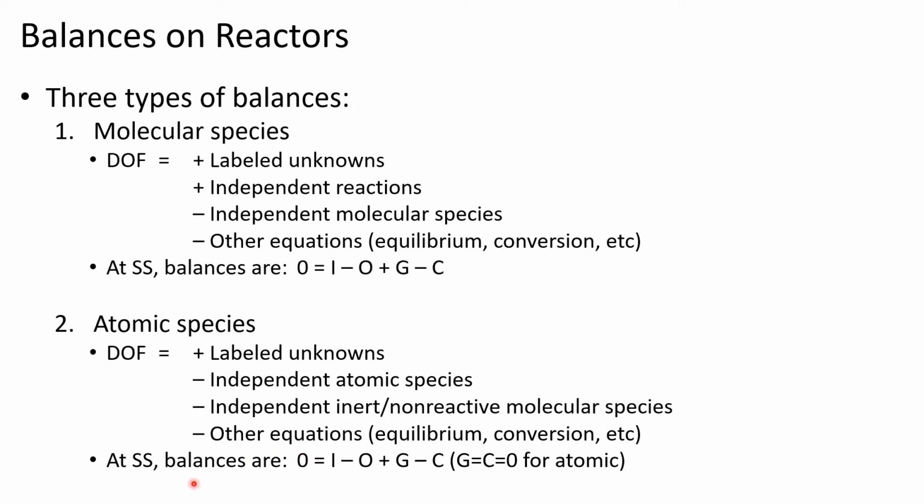And at steady state, our balances are going to be of the form that 0 is equal to N in minus out plus generation minus consumption. And we have to realize that if we're talking about atomic species balances, the generation and consumption of an atom is 0. We're not converting a carbon atom to something else. All the carbon atoms are preserved through the process, so for these atomic species balances on reactors, we're going to say 0 is equal to N in minus out.